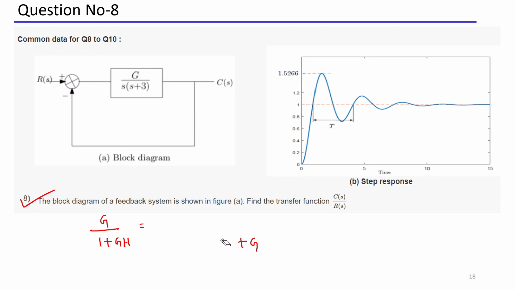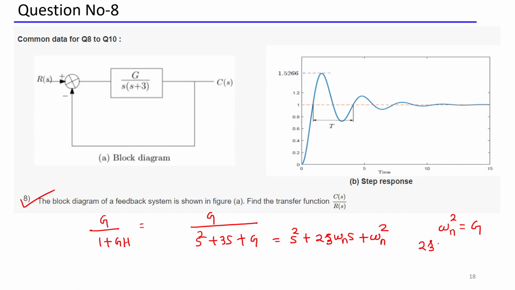I'll just tell you again how you write it. First you write down the same thing, whatever is given in the denominator: s square plus 3s. Then whatever is in the numerator, you have to multiply with this H of s. H of s is 1 here, so here it is G directly. So this is the closed loop transfer function, sir. Now you have to compare this closed loop transfer function with s square plus 2 zeta omega n s plus omega n square. If you compare, you will get omega n square equal to G and 2 zeta omega n equal to 3.